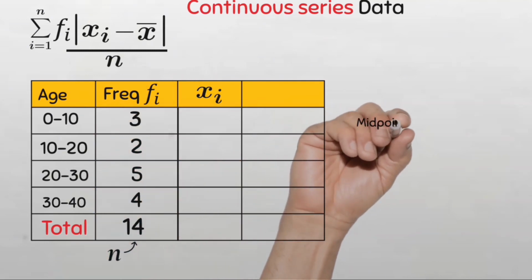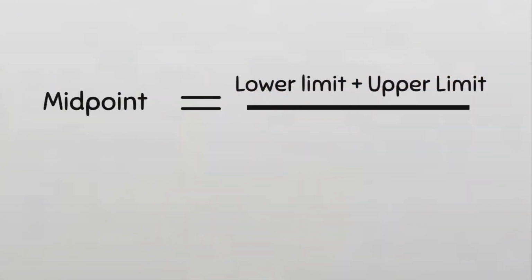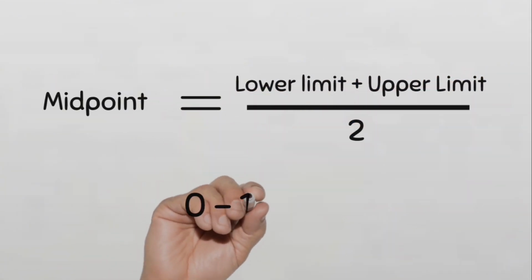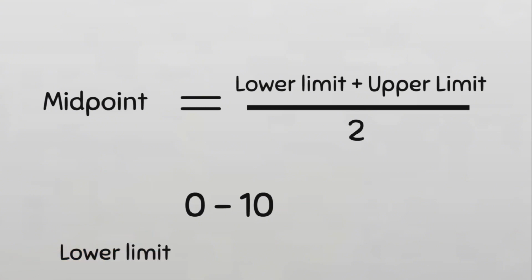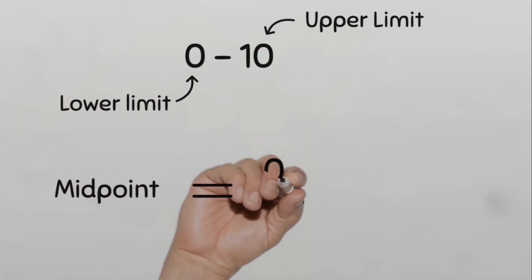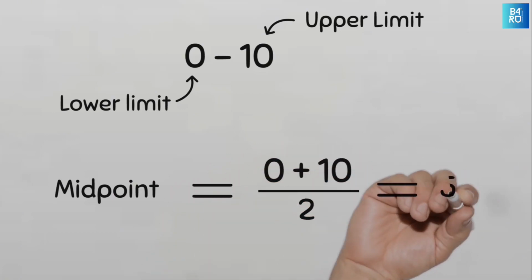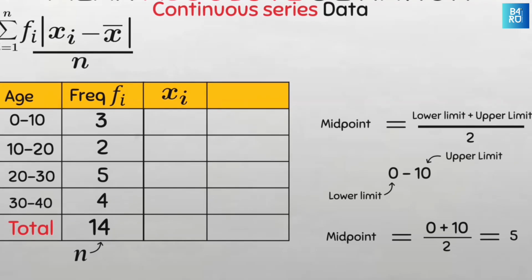To calculate the midpoint, we will add the lower limit plus the upper limit and then divide by 2. So for this first class of 0 to 10 months, our lower limit is 0 and our upper limit is 10. So for the midpoint of this class, we will add 0 plus 10 and then divide by 2, and that will give us 5. So our x sub i for the first class is 5.